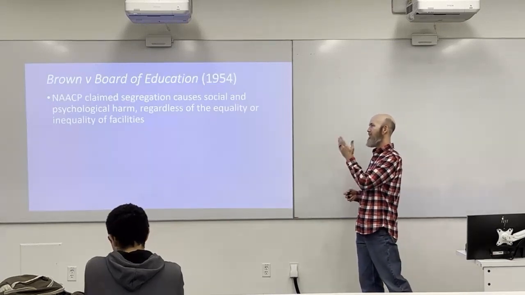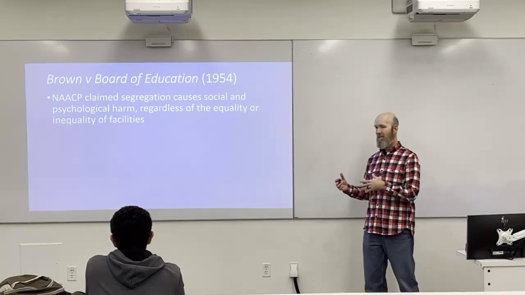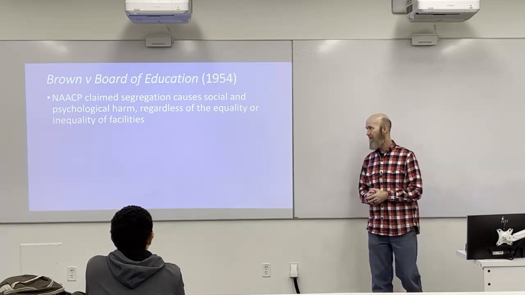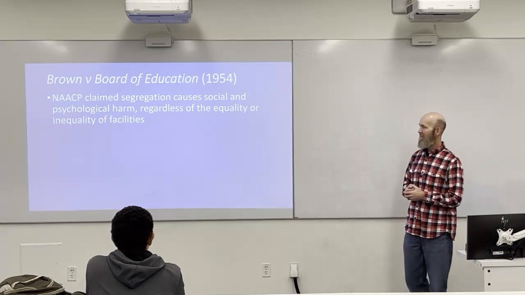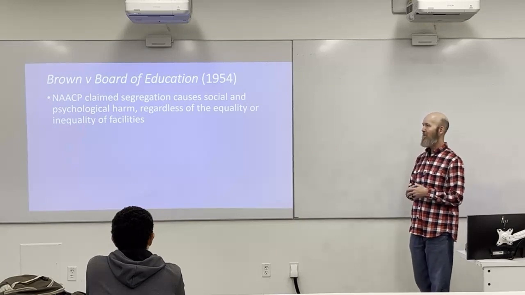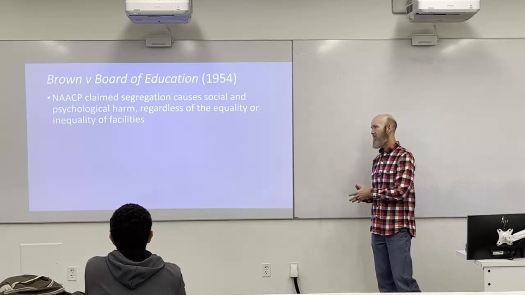Then we get to 1954, Brown v. Board of Education. The NAACP had been working through the courts with a whole bunch of different cases. In this particular case, the NAACP claimed that segregation causes social and psychological harm regardless of whether or not the facilities are equal. This was specifically about schools.